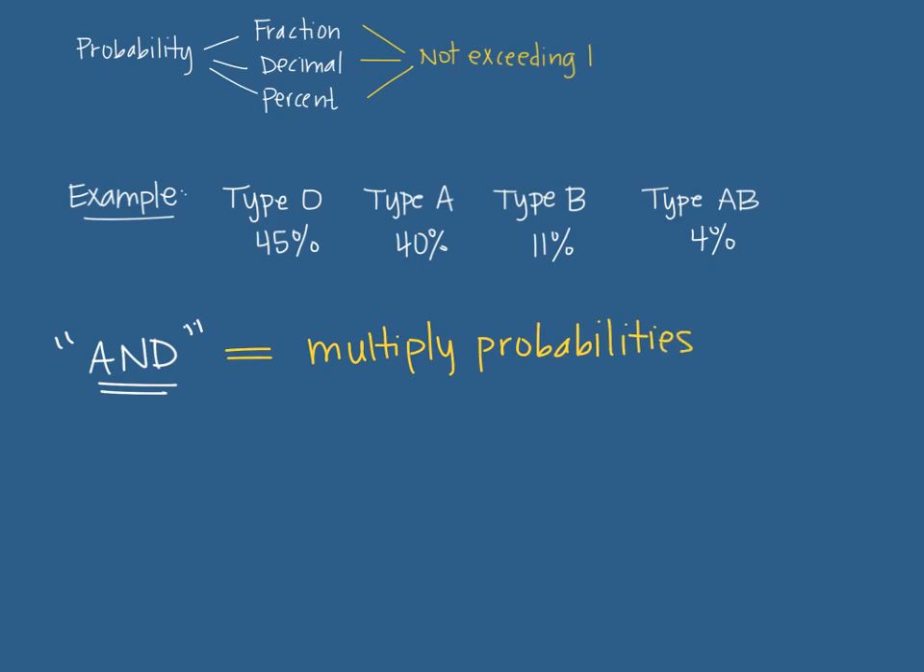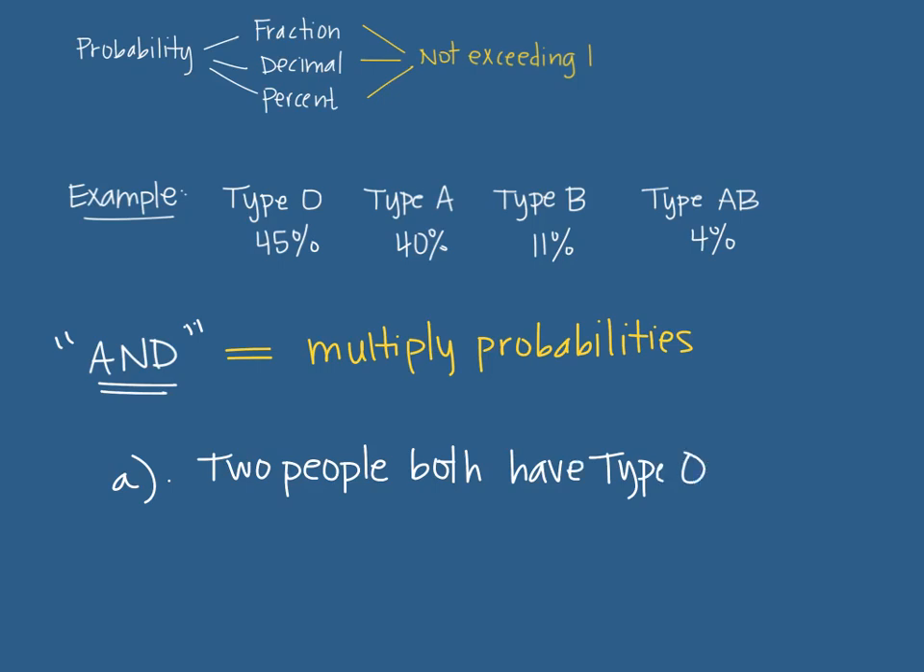So when you multiply two probabilities together, the resulting probability is less than what you started with. So in this blood type example, let's do option A. Two people. What's the probability that they both have type O? Now you have to read a little bit between the lines in some of these questions. The word both is similar in context to the word and.